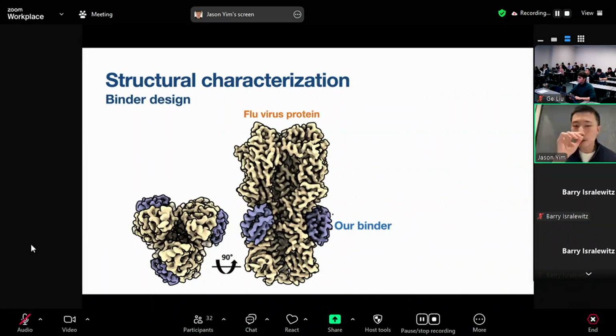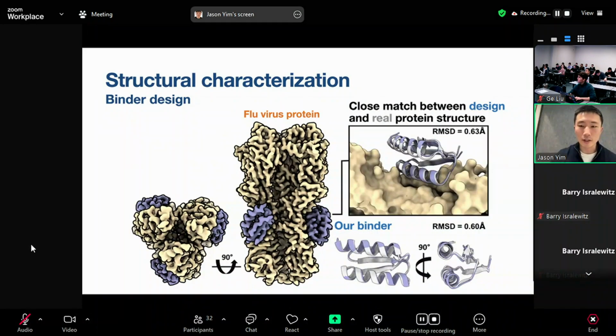And then they were also able to actually characterize the structures, like solve the structure of the binding site. The design is in purple or blue, and the real structure is in gray here. You can see that it's actually a very close match to what we designed, what we wanted.